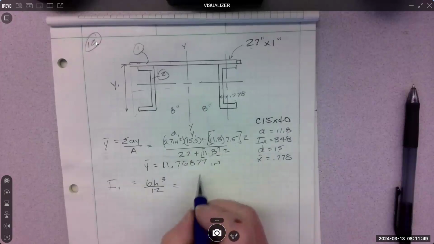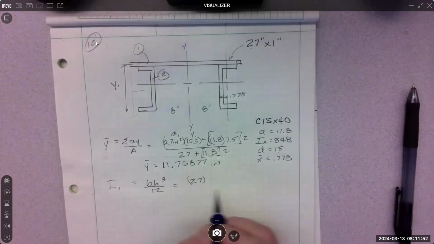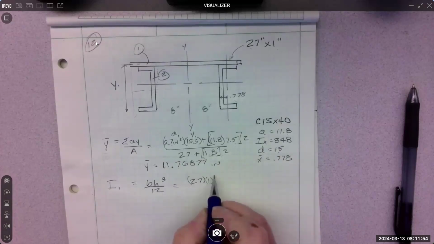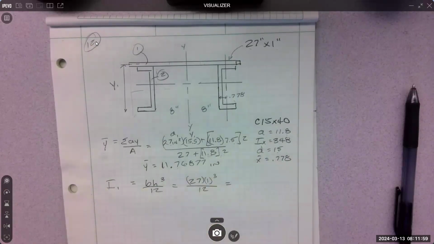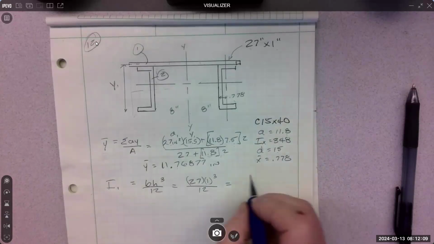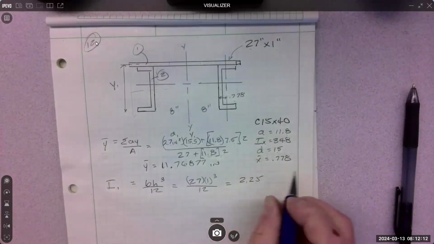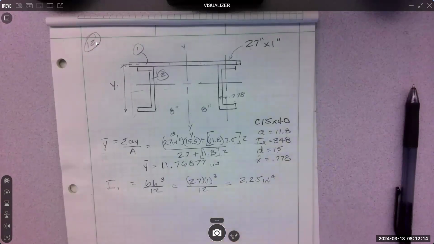Base is 27. The height is 1, which we will cube, and then divide by 12. Base times height cubed over 12. 27 divided by 12 is 2.25, in inches to the 4th. We're good with that? All right.